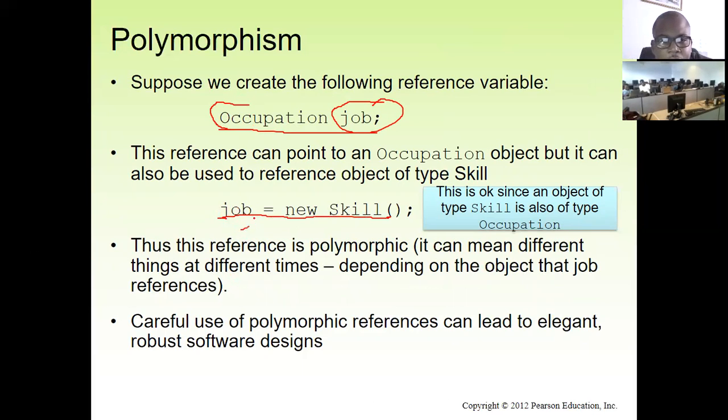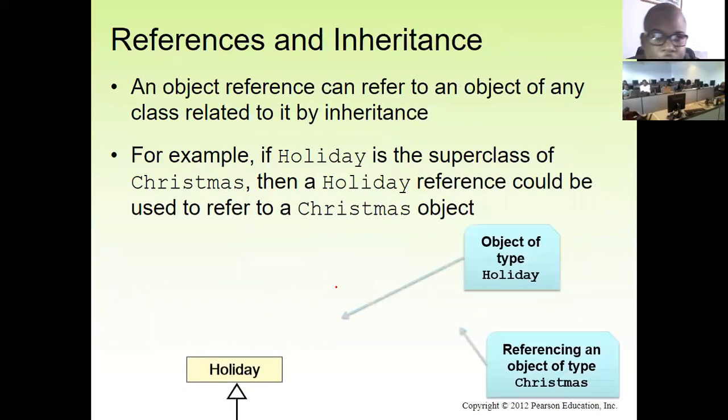So we say job, which was declared as an occupation, is set to point to a new object which is of type skill. But remember, because occupation is a skill, it's fine. Yes? Now, this reference is polymorphic, which means that it can mean different things at different times depending on the object that job references. Right? And of course, if you use this really well, you are going to see some very elegant designs in software. And we're going to see a simple example of that in a moment.